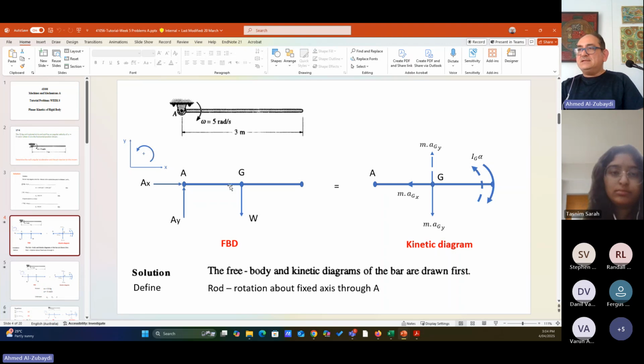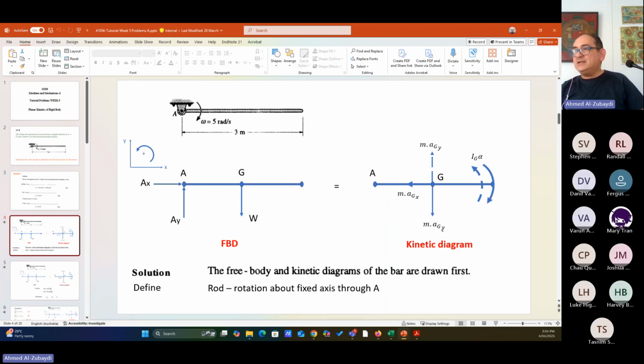In the free body diagram, we're going to put the location of the reactions at point A, and the weight is going to be at the centroid downward. In the kinetic diagram, we're going to have the forces that produce the motion. Here we have the mass multiplied by the acceleration y, this is the mass times the acceleration x, and this is the alpha and the omega, which could go either way. We don't know exactly. We know the omega is going in the clockwise direction.